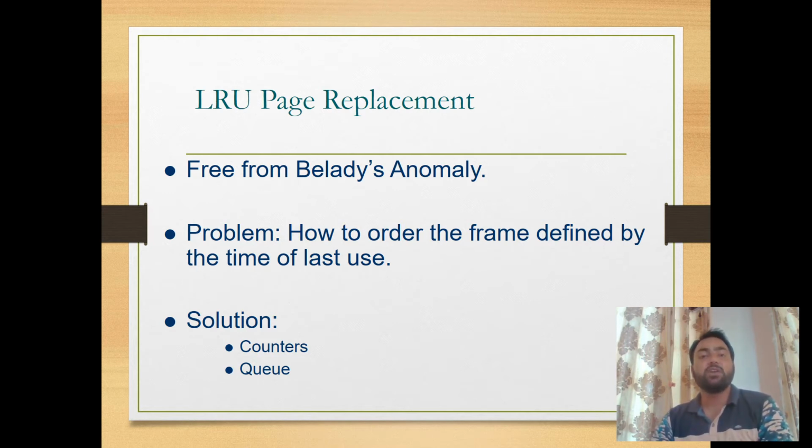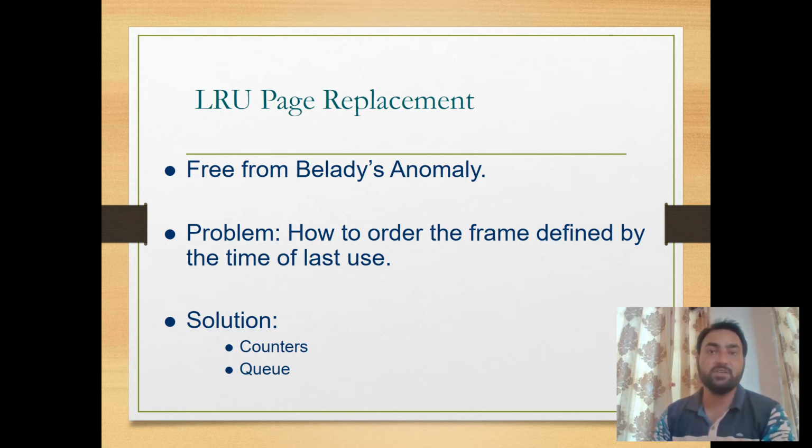For that we have a solution: we can use counters to keep the order of the frames, or we can use queues. As with a queue, the page that arrives first will be replaced first. So we can use either of the solutions. We can use counters to keep a record of the order, or we can use a queue to track the order of the frames referenced in the past for replacement of pages, and then we replace the pages accordingly with the page that is least recently used.